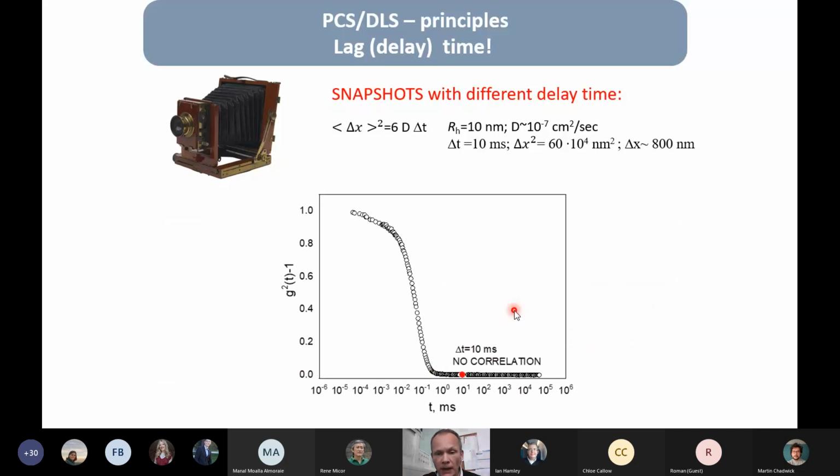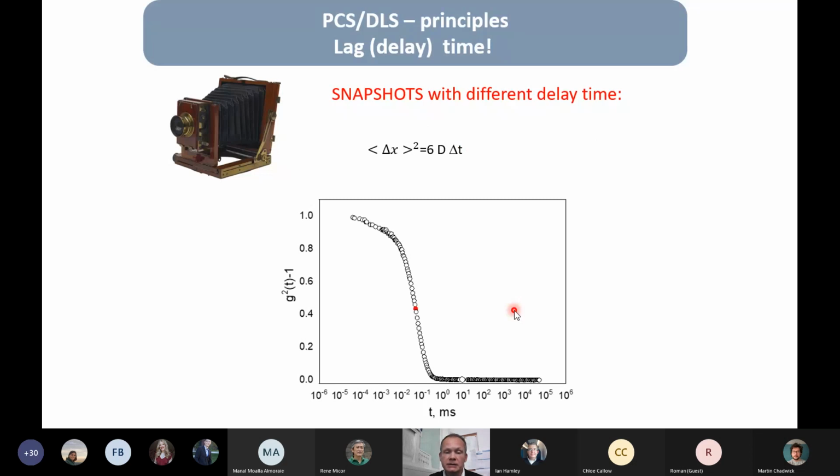So for such long lag times, such long delay time, we will have no correlation. But selecting some intermediate delay time, we will probably have a probability to predict of something like 50%. And the concept of dynamic light scattering says that this characteristic delay time between snapshots, which equals 50%, is directly related to the diffusion coefficient, right? That's how dynamic light scattering works.